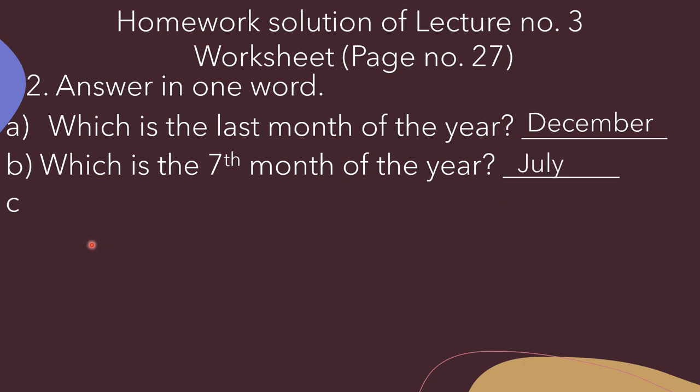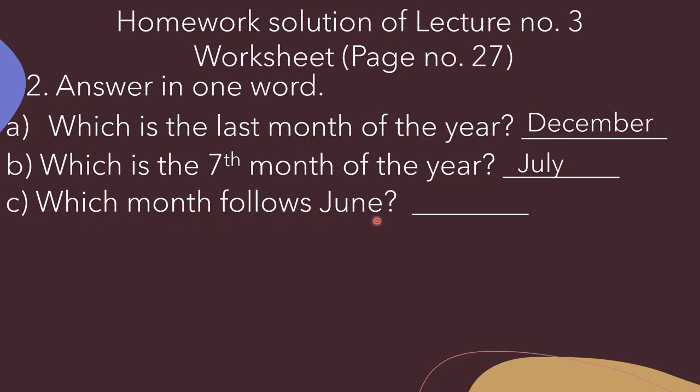Okay. Now in C part. Which month follows June? What do you mean by it beta? Which month follows June? मतलब ऐसा कौन सा month है जो June के पीछे पीछे चलता है? Means which month comes after June? And that is July. So here we will write July.